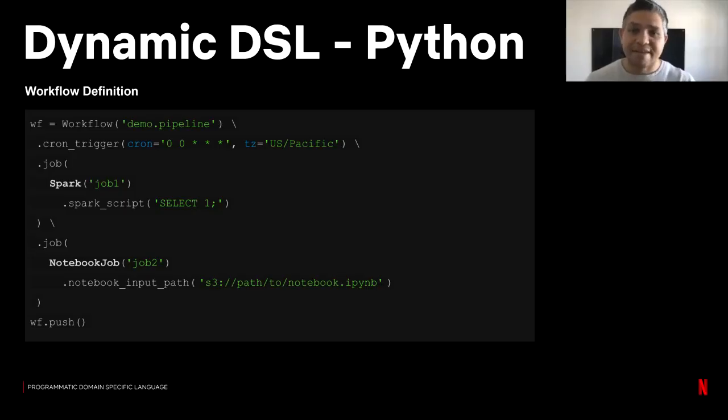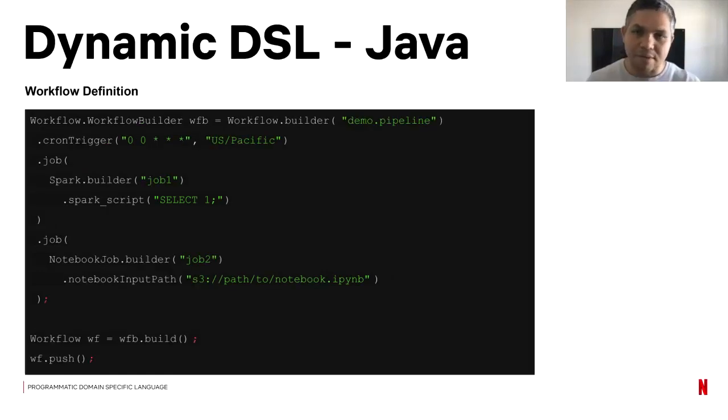So we also provide a dynamic DSL, and it looks like this. It's fairly similar to the Airflow DSL. In this case, it's the Python one. As you can see, it's using the built-in pattern, and instead of operators, we provide what we call job types. But as you can see, this is exactly the same as the YAML definition. We also have a Java version, pretty much the same, just a little bit more verbose, but it's doing exactly the same thing.